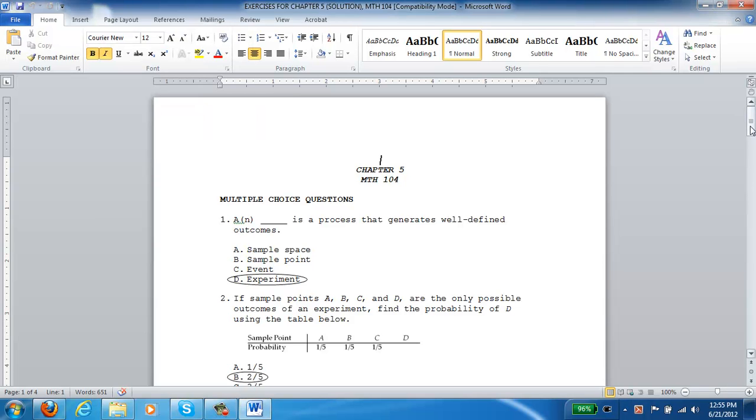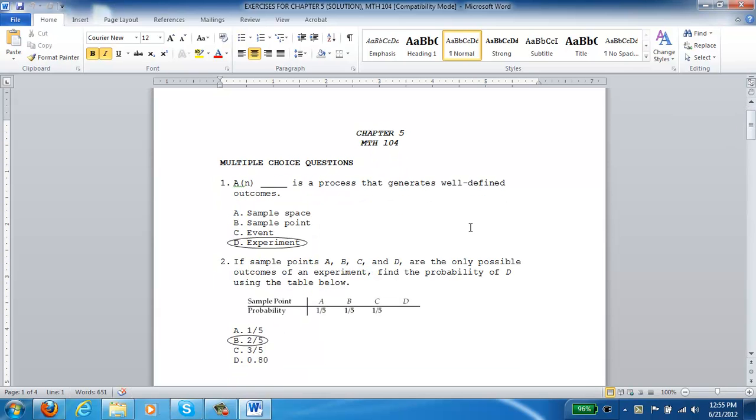Let's go to see the solutions for the exercises for chapter 5. We have two multiple choices. The first one, the correct answer, is D, experiment. Experiment is a process that generates well-defined outcomes. For multiple choice number 2, the summation of the probabilities has to be equal to 1.